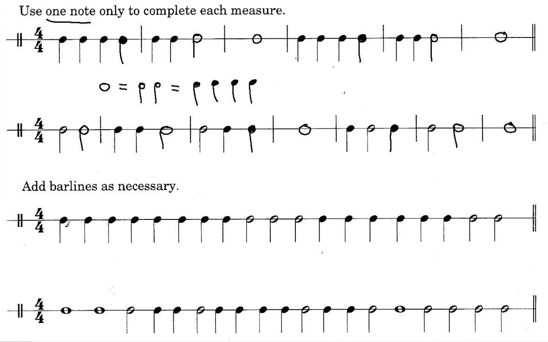How do we add bar lines? 4-4 means that we have 4 quarter notes in the measure, right? So let's see, 1, 2, 3, 4. So after the 4th quarter note, there's a bar line. 1, 2, 3, 4, bingo.